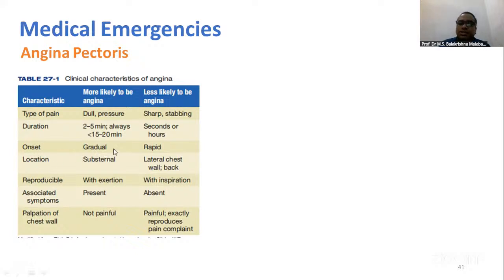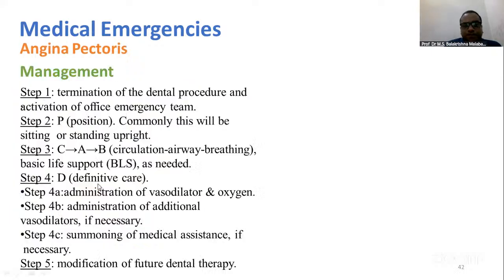Here the onset is gradual, there it is rapid. Location, and whether it is reproducible with exertion, with a little more hard work. With exertion, it is reproducible in angina cases. But in non-angina cases, non-heart related, it could recur if you breathe also. So this chart is extremely important. Please make sure you learn this chart properly.